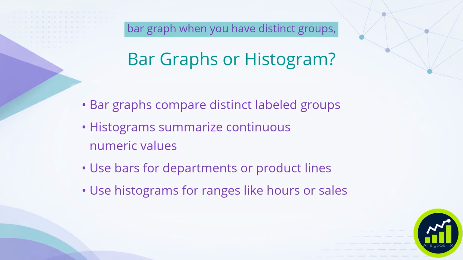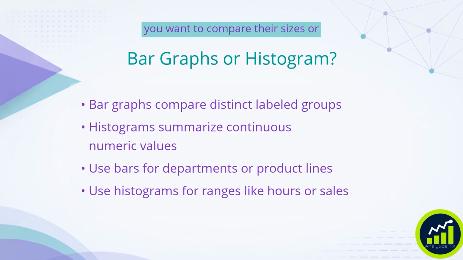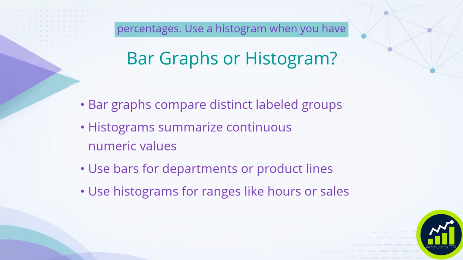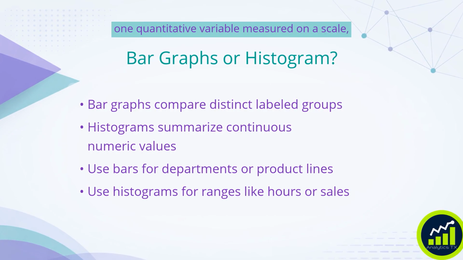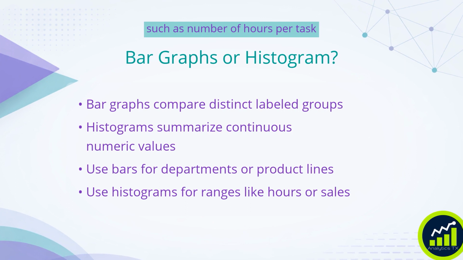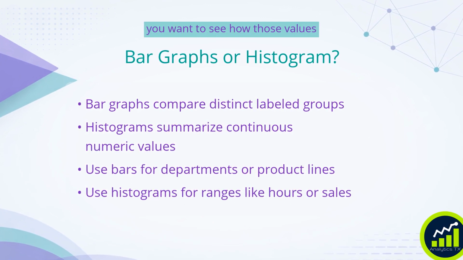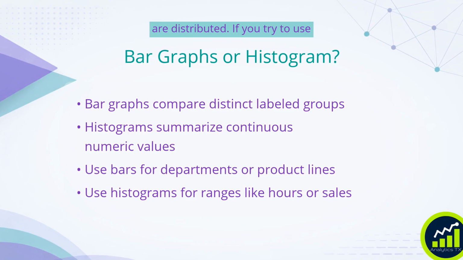Use a bar graph when you have distinct groups, for example, marketing, operations, and finance, and you want to compare their sizes or percentages. Use a histogram when you have one quantitative variable measured on a scale, such as number of hours per task for a sample of work items, and you want to see how those values are distributed.